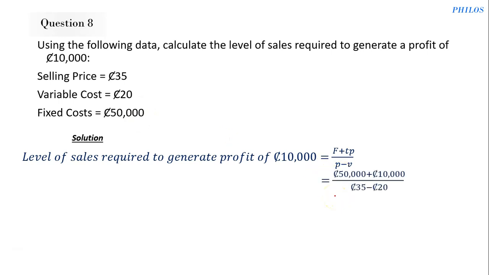So when we do the substitution, we get 50,000 plus 10,000 divided by 35 minus 20. So 50,000 plus 10,000 is 60,000, isn't it? And 35 minus 20 is 15. So we have 60,000 divided by 15. Okay. And that will give us 4,000 units. So this is the level of sales required to generate a profit of 10,000 cedis.